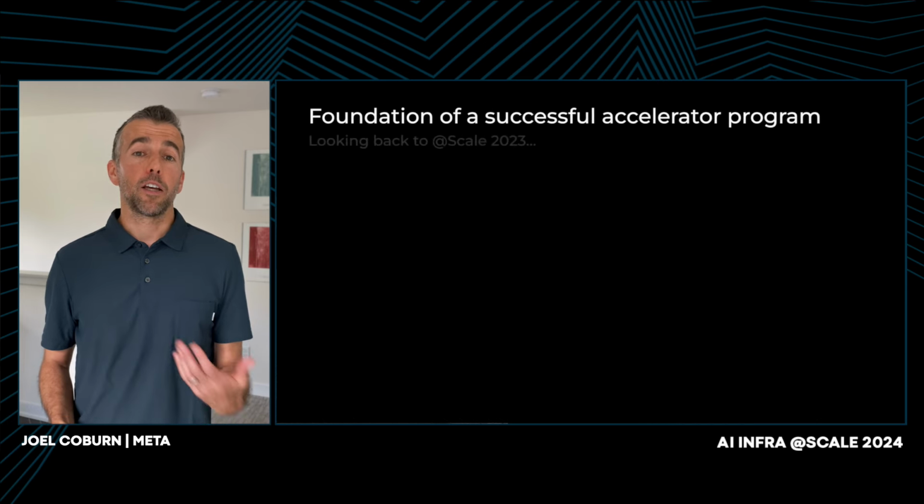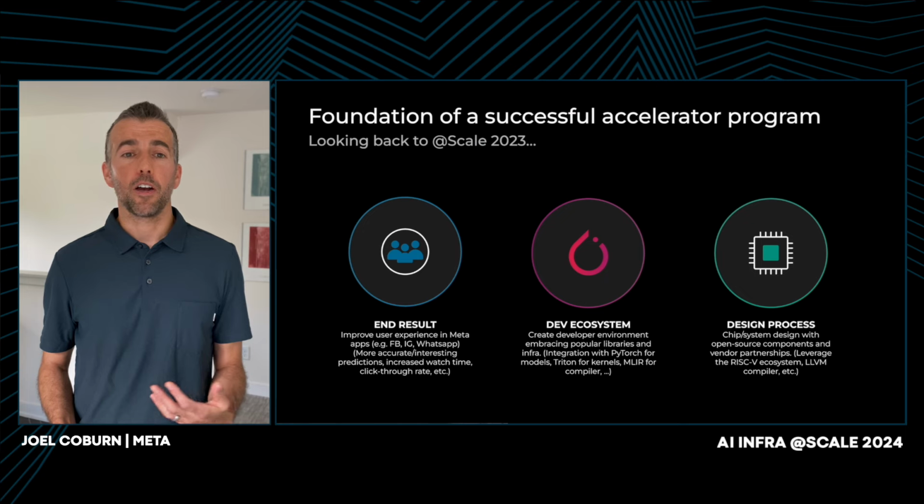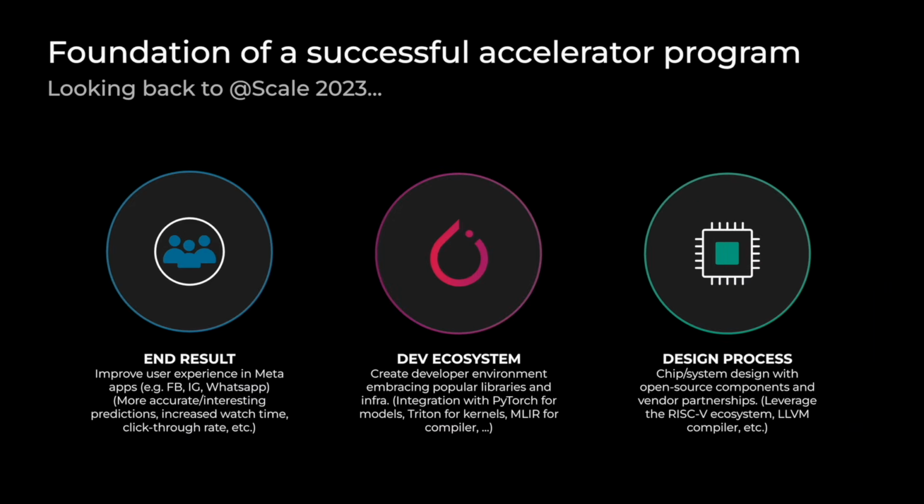I want to start by taking a look back at last year's Scale Talk, where we introduced MTIA and talked about these three pillars of a successful accelerator program. First, we focused on the end result. The goal with MTIA was to improve user experience for applications like Facebook, WhatsApp, Instagram. We do that by providing more accurate, interesting predictions, increasing watch times, click-through rate, etc. And that all comes down to our ML models. Using MTIA, we can provide better developer efficiency and better perf per TCO to deploy them in the data center.